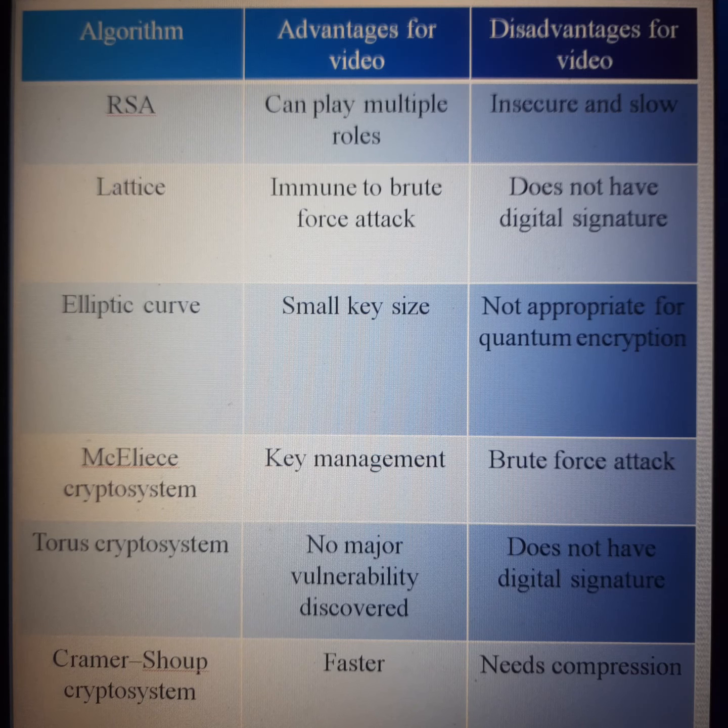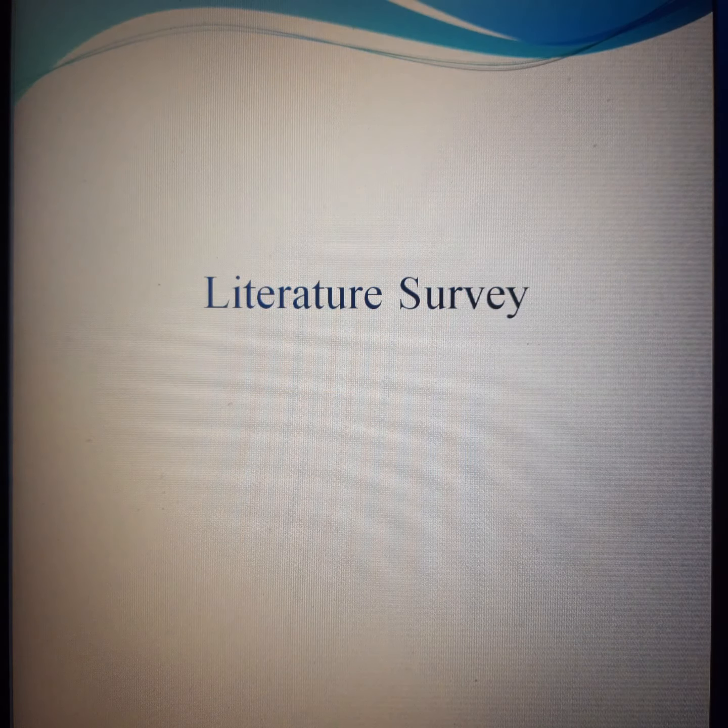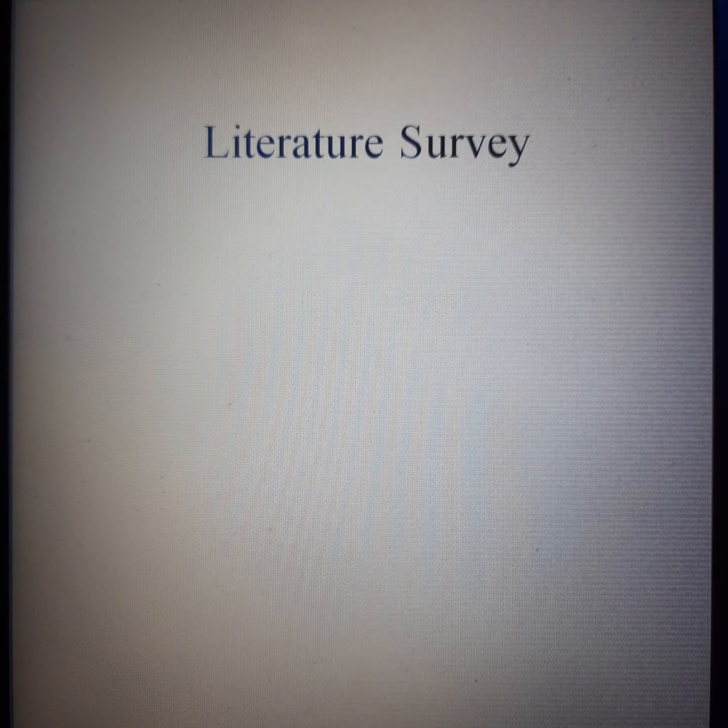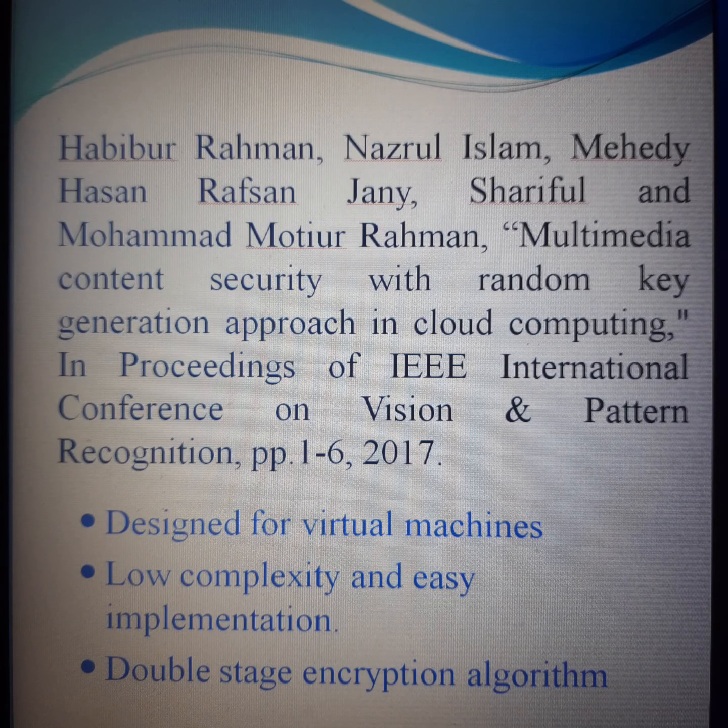Torus crypto system: so far no major vulnerability has been discovered, but it does not have digital signature, so it does not have authentication. Karmashub crypto system is faster, but the ciphertext size was greater than the plain text size. And there are some rumors that public key cryptography was invented in Britain, but at that time the hardware was not very advanced, so that is why any kind of real life experimentation could not be done with that old technology.